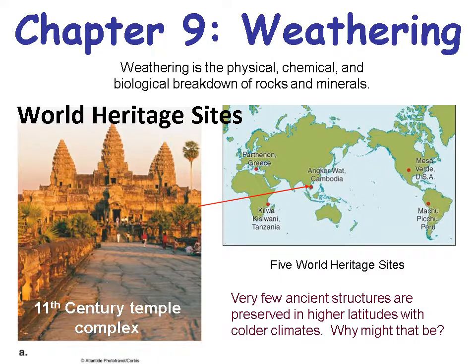An example we'll use of weathering is looking at 5 different World Heritage sites. We have a picture of a 12th century temple complex in Cambodia called Angkor Wat. Very few ancient structures are preserved at high latitudes with colder climates. Why might that be? Why are most of these not at low latitudes, in other words, in warm climates?